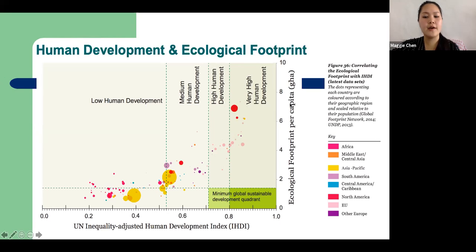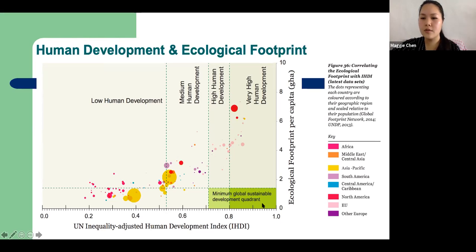also has a very high ecological footprint per person. So the goal is to be in this green box, where you're meeting the minimum global sustainable development quadrant, where you're both very highly developed as a country, but also you have a sustainable ecological footprint per person. And we can see that most countries in the low human development or developing category have in turn a lower ecological footprint, but the goal is to be in this green box.